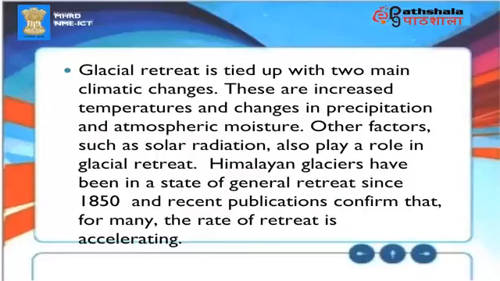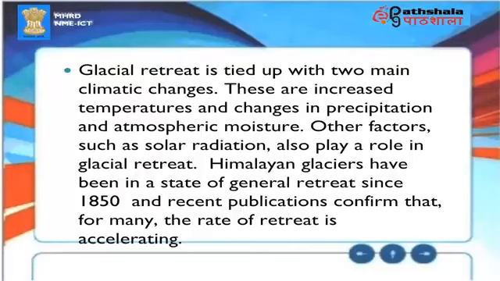Glacial retreat is tied up with two main climatic changes. These are increased temperatures and changes in precipitation and atmospheric moisture. Other factors, such as solar radiation, also play a role in glacial retreat.